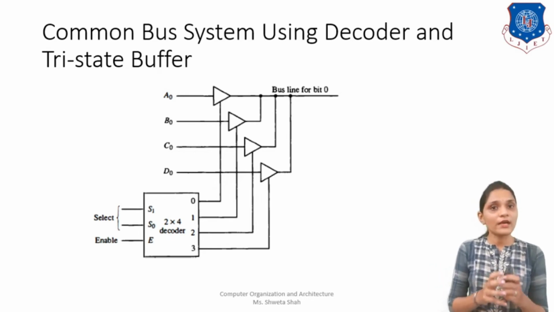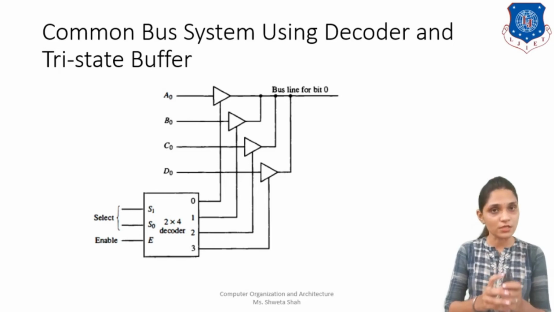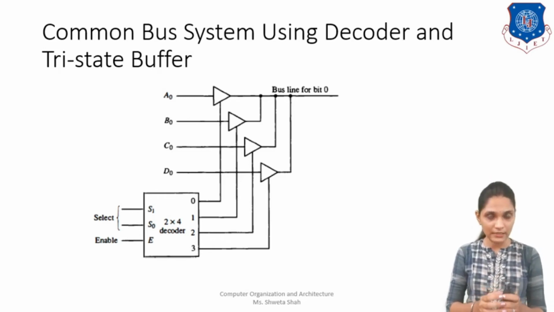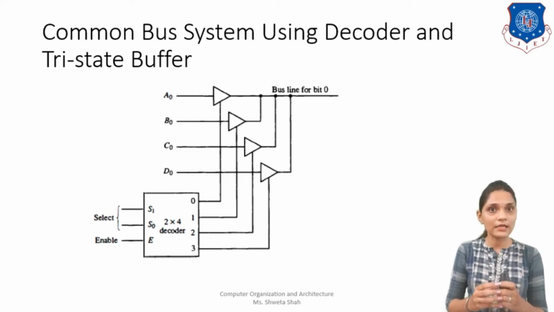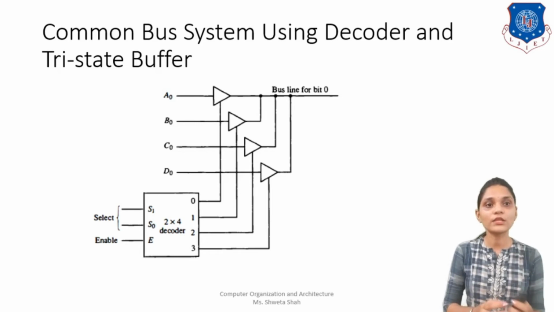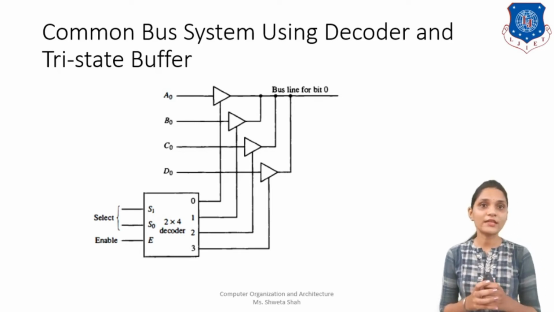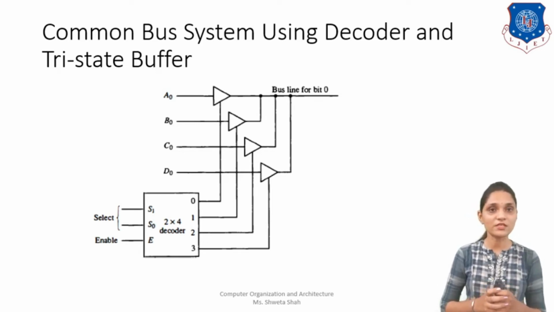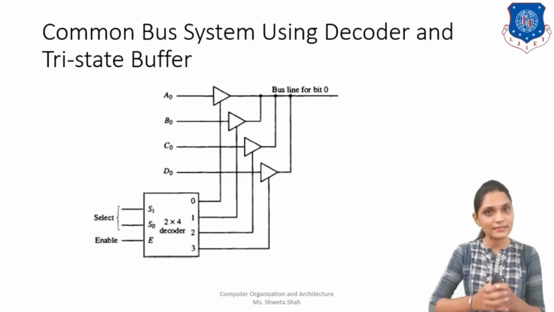Likewise, we are here showing the circuit only for the 0th position bit, and it has 4 registers A, B, C and D. So we have to combine these A0, B0, C0 and D0 bits to connect them with a bus. So here we have connected A0, B0, C0, D0 with a tri-state buffer as an input.